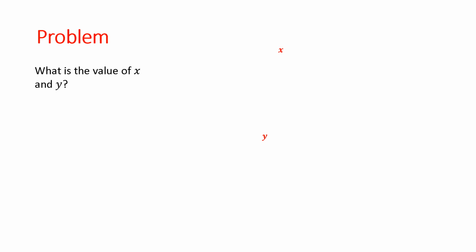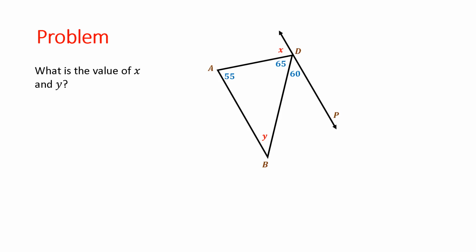Now, what is the value of x and y? You can see there's the x and y. Let me have now the figure. Here's the figure. I think we know already the value of x, right? The value of x is 55 and the value of y is 60. How does it work? Because 55 plus 65, since the sum of the interior angles of the triangle is 180, what's missing is 60, right?